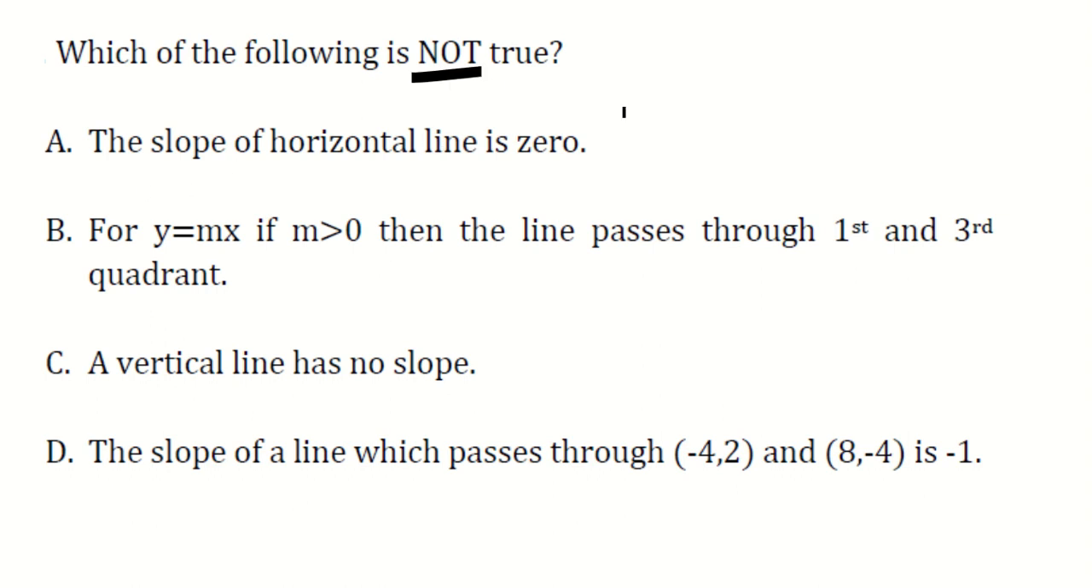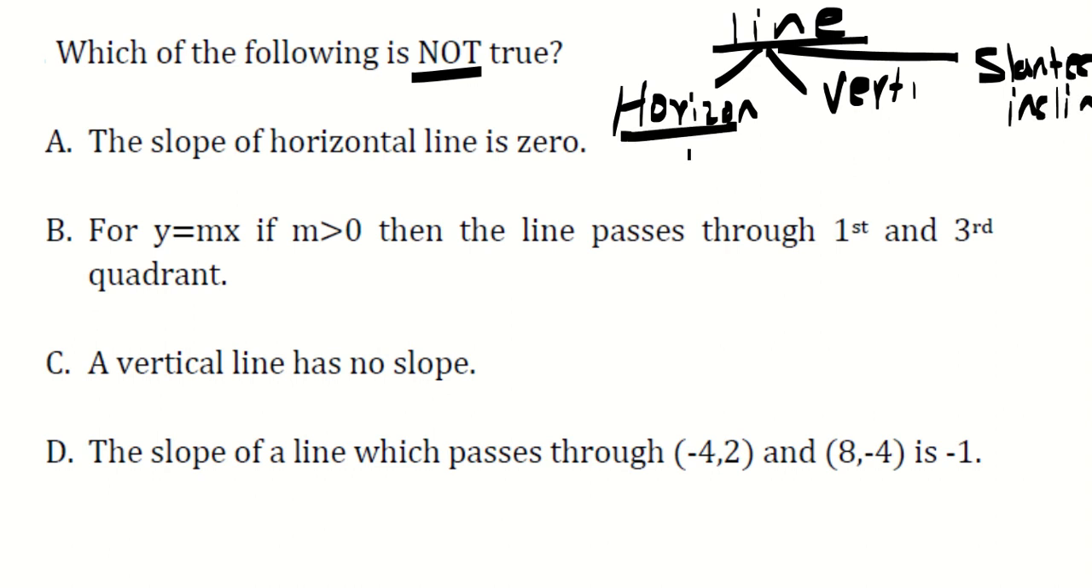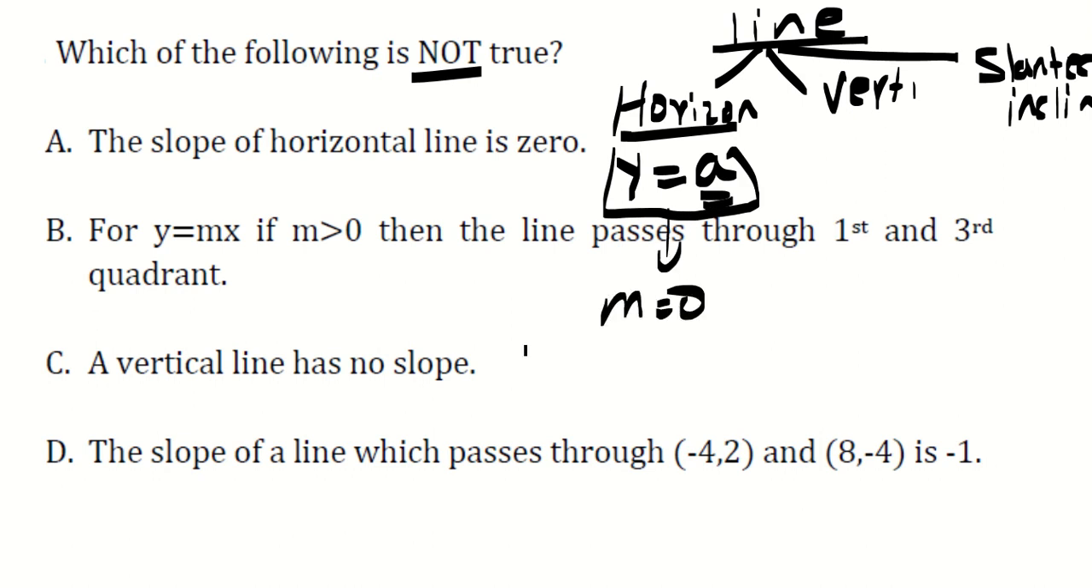The slope of horizontal line. Remember, when you are talking about line, there are 3 possible cases. Line, it might be horizontal line, it might be vertical line, and the third one is just slanted, or inclined line, we can say inclined. Horizontal line, generally the equation of horizontal line is y is equal to any constant number a. The a is a number, remember there is no x in case of horizontal line. So horizontal line, their slope is 0, definitely.